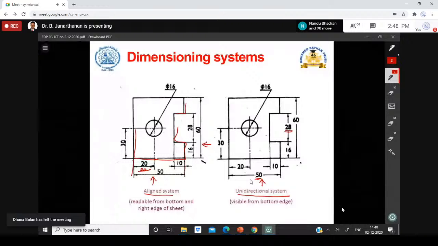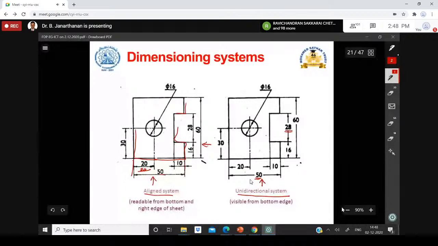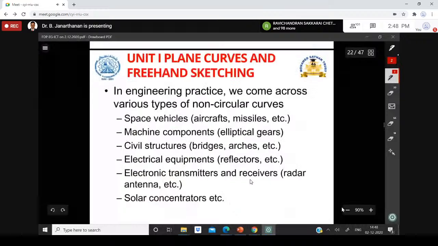The faculty can insist the students follow either the aligned or the unidirectional system, but to be consistent in following it. They cannot combine in the same drawing the aligned system for one dimensioning and the unidirectional system for another. So this is about unit 1.